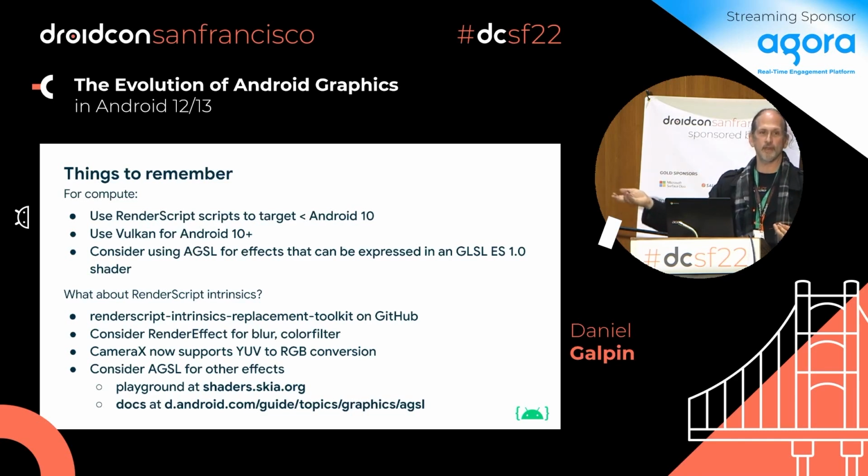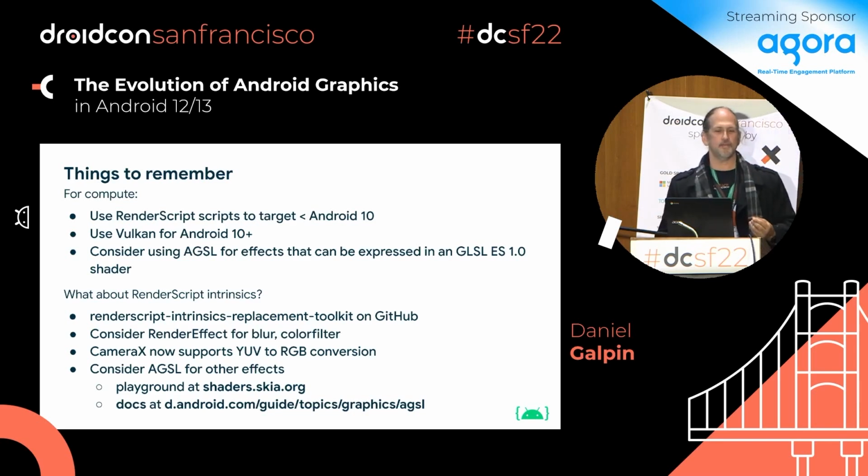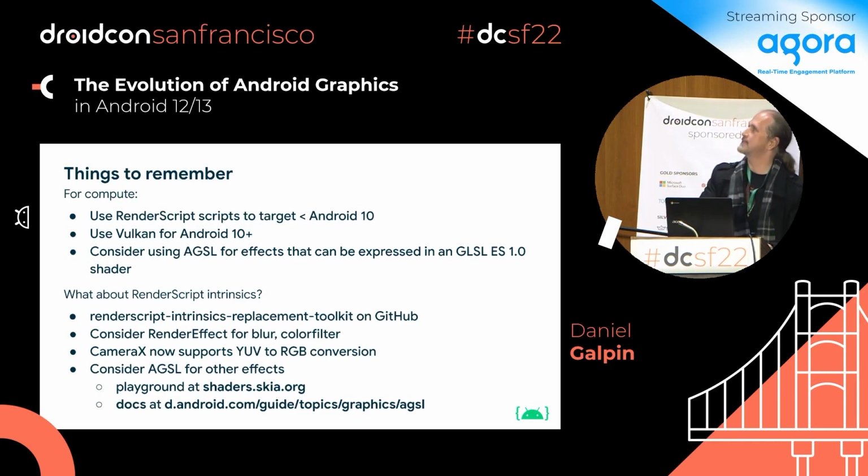If you want to use blur, you've got RenderEffect. And that's a really nice implementation of blur. It uses Skia's internal blur image filter, which is pretty fast. Intrinsics, we've got the RenderScript Intrinsics replacement toolkit. So if you want a nice, fast CPU-based version of those, that's great.